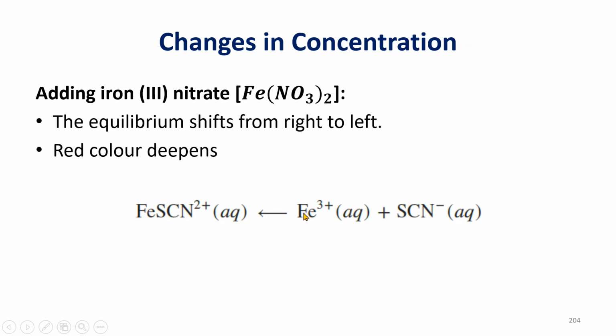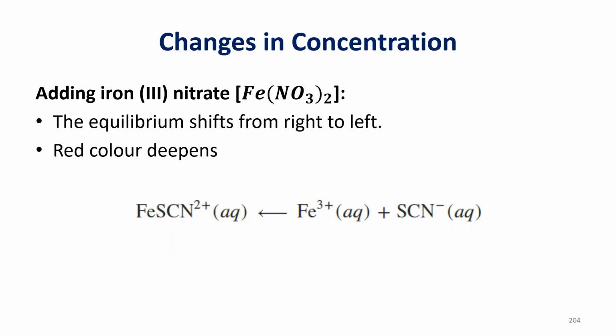So the system will move to correct that. And it does that by using up any extra iron 3 ions that are produced. So for that to happen, the reverse reaction will be favored to use up any extra iron 3 ions being introduced into the system. So again, like the previous example, this is observed by the deepening of the red color of the solution.